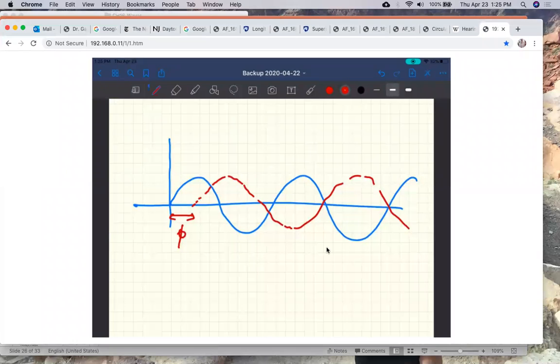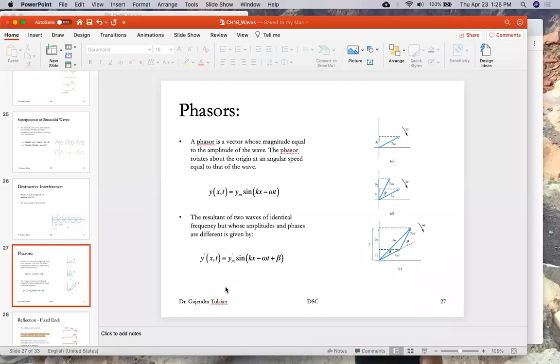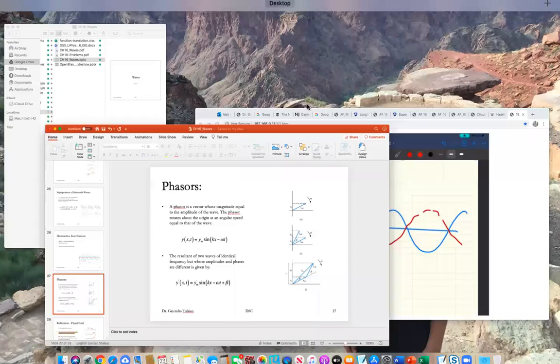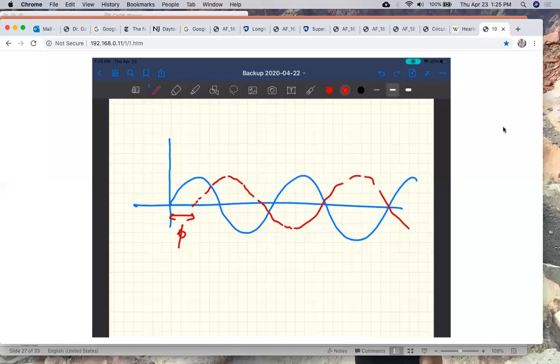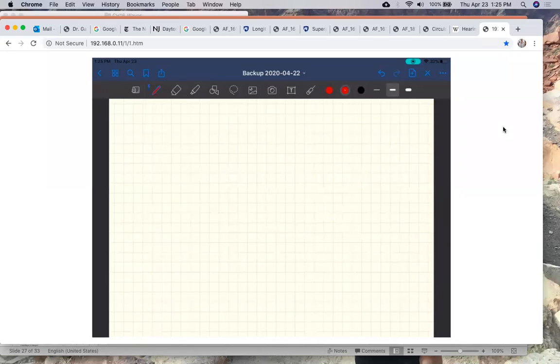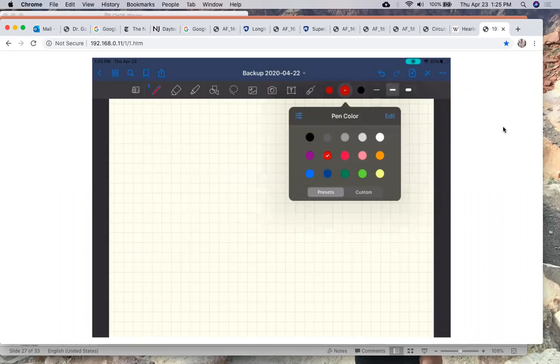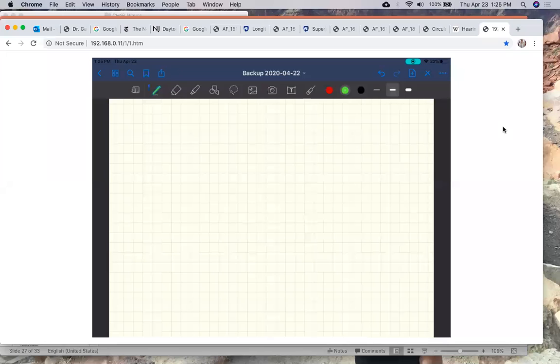So we saw that. Now here's a technique that you might want to at least have heard about. This technique is useful when you have to combine several waves. So let's go over that. Let me remind you about vectors.